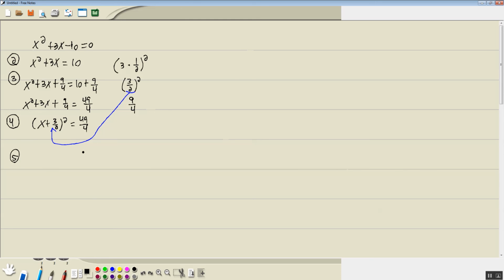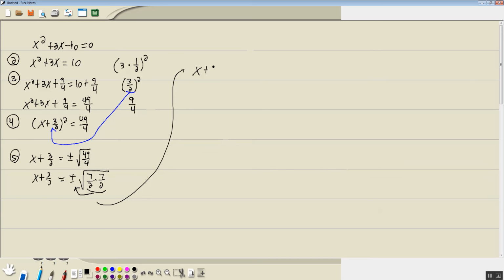Step 5. Use the square root property to solve for x. So we're going to drop our squared, and we'll put a plus or minus square root around the other side. Now that simplifies. 49 is 7 times 7, and 4 is 2 times 2. So 7 halves times 7 halves gives us 49 over 4. Here's a pair of something, so they're going to come out in front. So we're going to have x plus 3 halves is equal to plus or minus 7 halves.